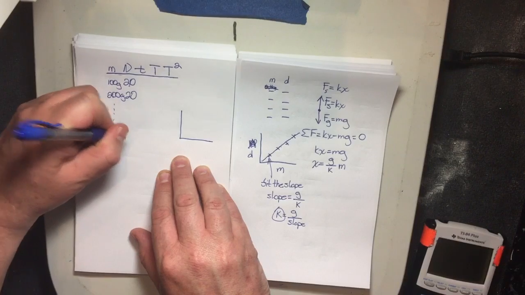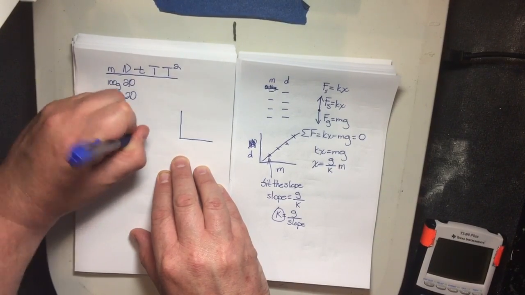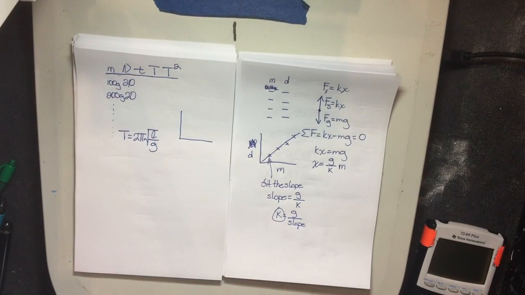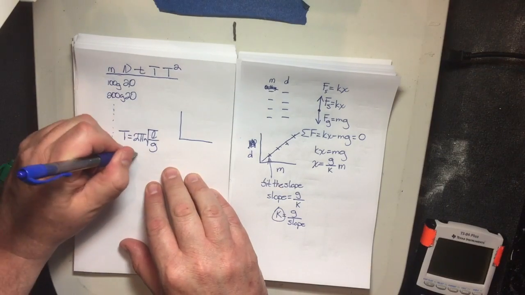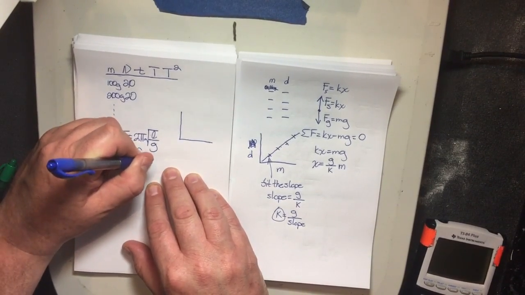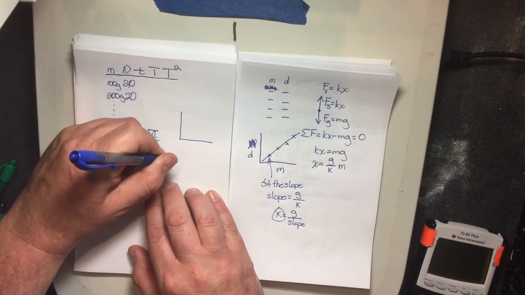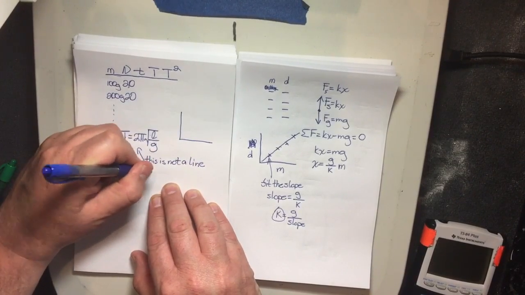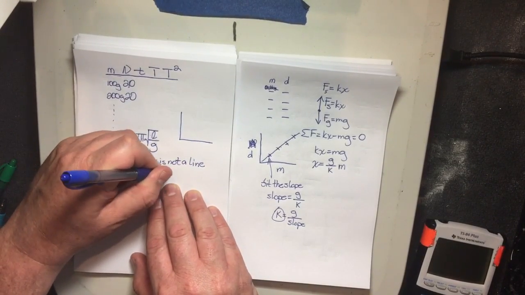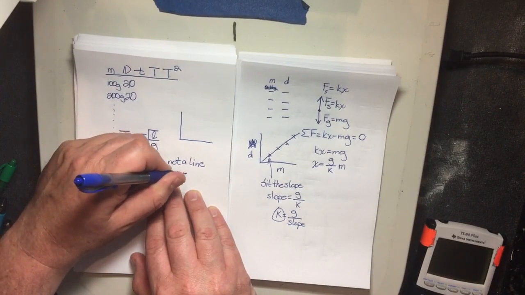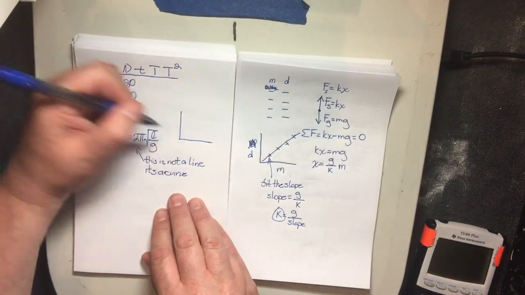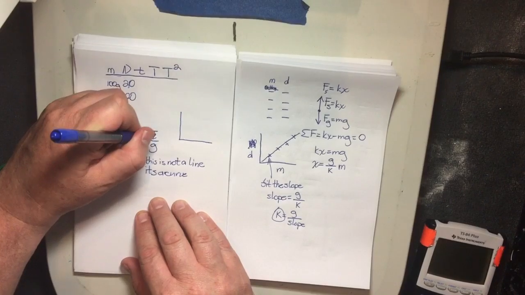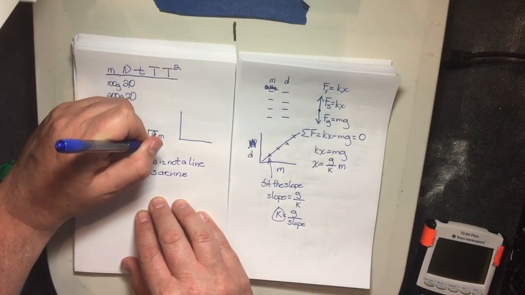The period is 2 pi square root L over G. So when you do this, this is not a line. It's a curve. Why am I using L over G? Because, good question, I'm going to use M over K. Thank you.